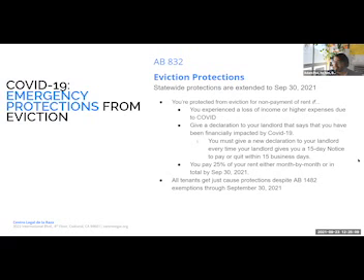So AB 832, again, the current phase we're in that's going to be expiring next week, provides protection to tenants who have experienced COVID-related loss of income. The way this process would work is that after a notice to pay or quit is received, they would have the opportunity to submit a declaration explaining that loss of income. So long as they pay 25% of that total owed, they would then be protected from eviction based on that rent.